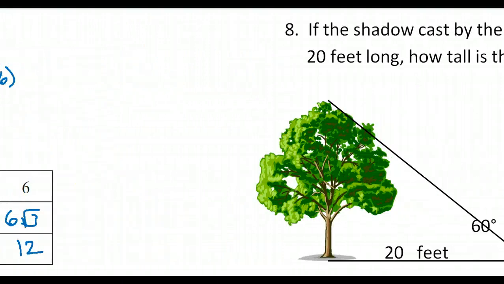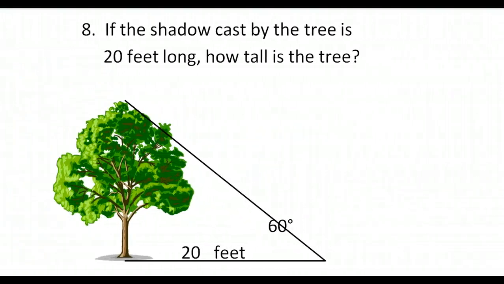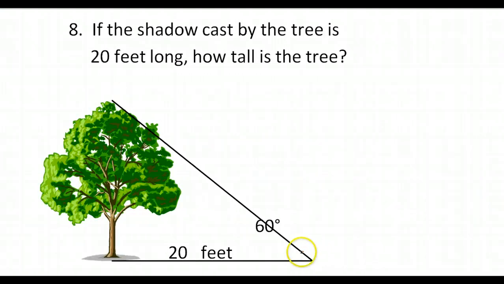Alright, number 8. 60 degrees is down here. That means our 30 degrees must be up here. Go ahead and draw this. So this must be our 30 degrees.